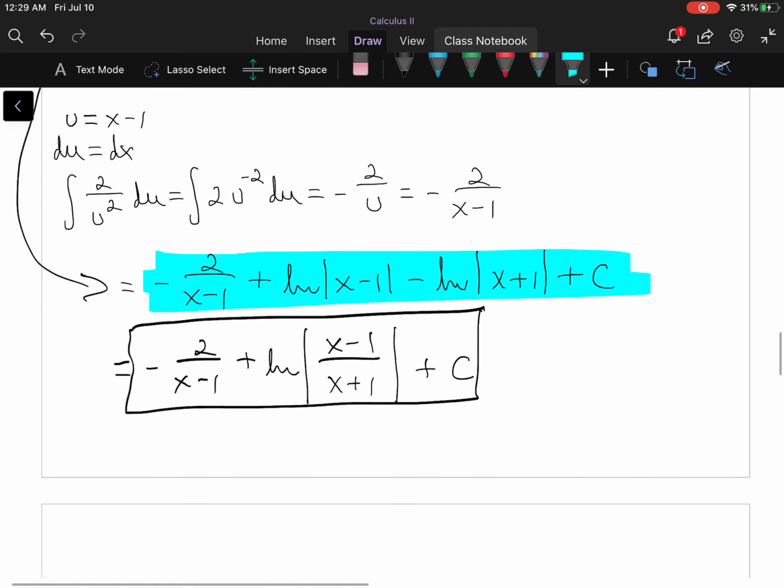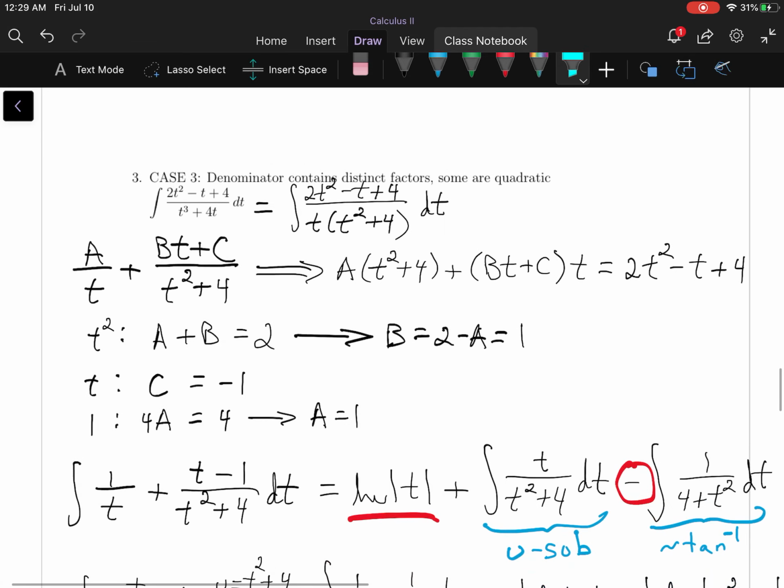Continuing on to the third case, here the denominator factors into t times t squared plus 4, so it's not all linear. t is a line, t squared plus 4 is a quadratic function, and so when you do the decomposition, t being a line has a constant a above it. t squared plus 4 being quadratic needs a line on top of it, and that's where bt plus c comes from.